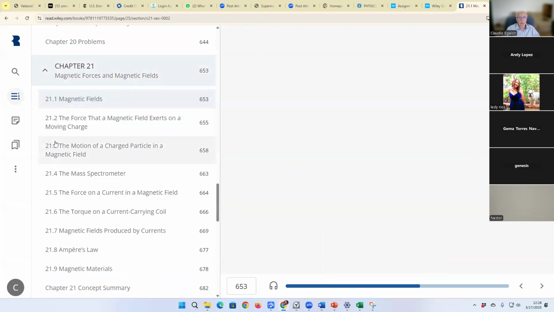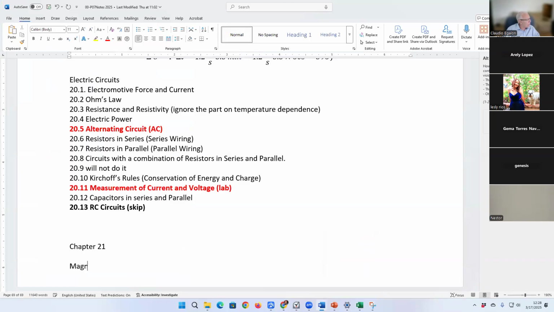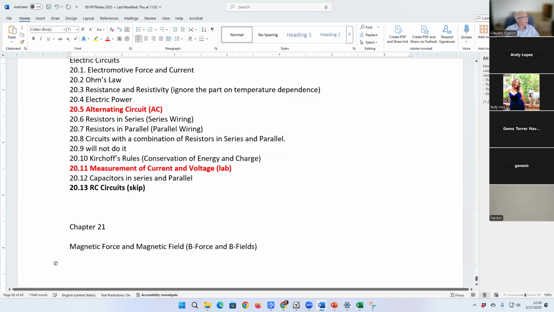Magnetic fields. Magnetic force and magnetic field. First is magnetic force, right? We represent the magnetic field by the letter B. B stands for the word magnetic.